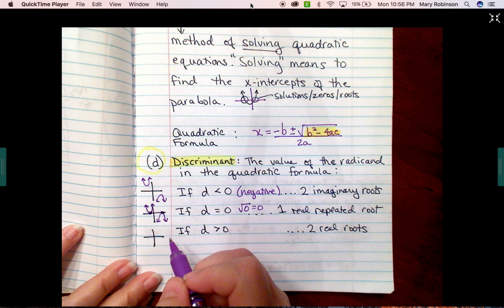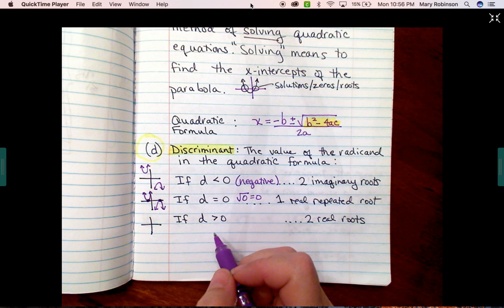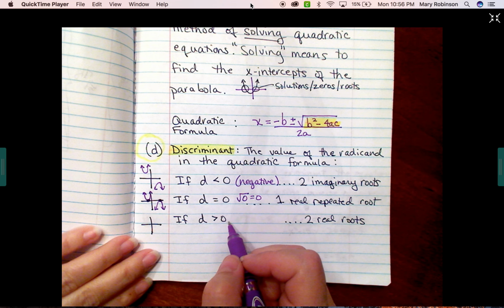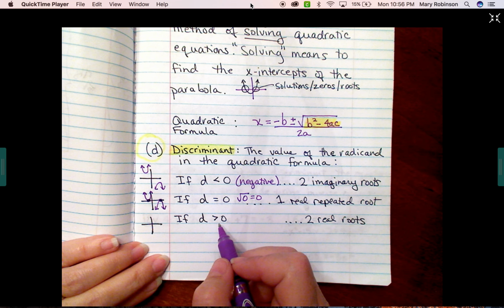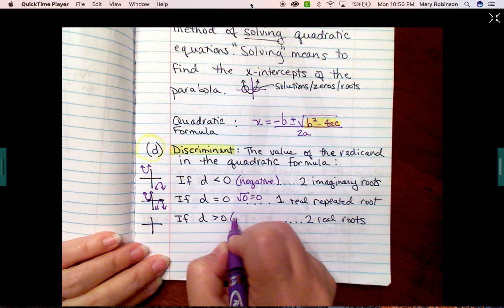Okay? If our D value is greater than 0, we know on a number line that any number greater than 0 is positive.